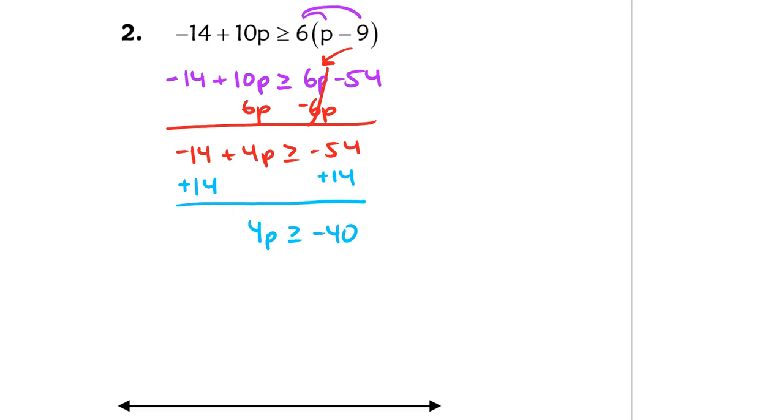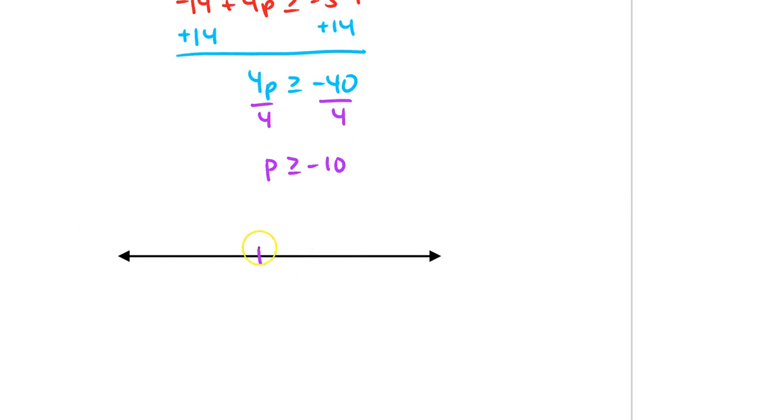Alright, now I'm going to do my last step, which is to divide by 4 on both sides. I'm left with p is greater than or equal to negative 10. So when I graph this, I have negative 10 here. 0's to the right of that. Let's put a closed circle on negative 10, and we're going to shade all to the right.